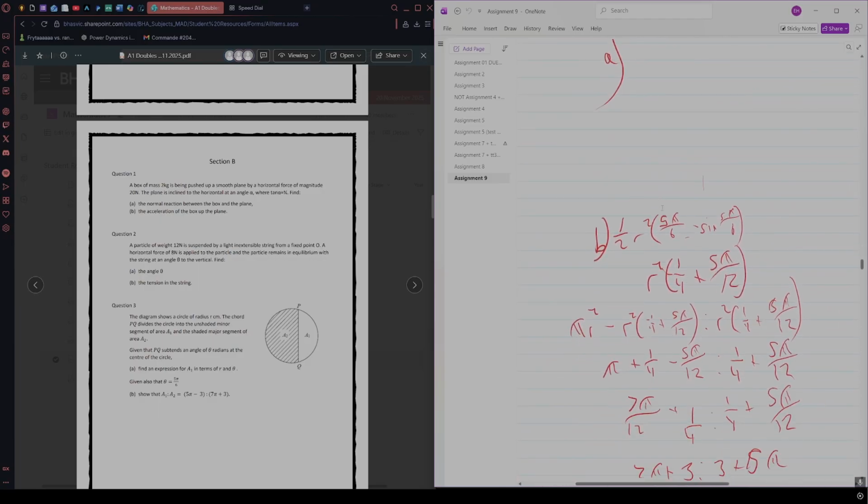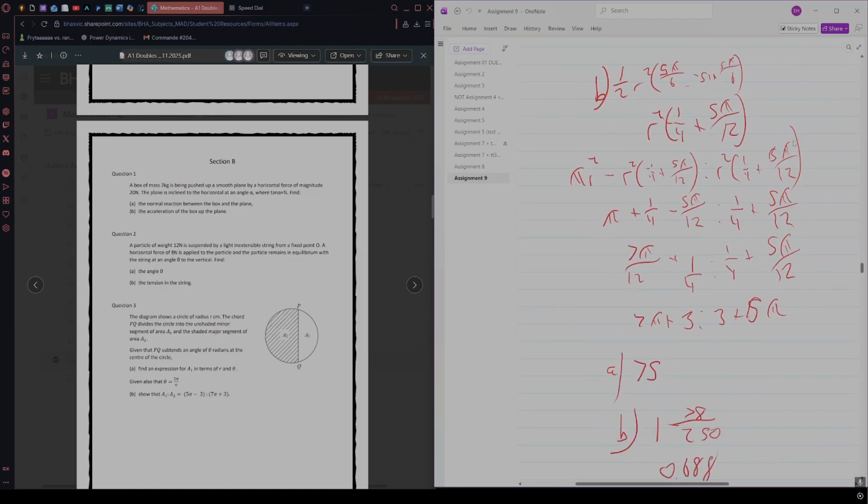For B, you just substitute 5 pi over 6, and then that's your answer. Or that's not your answer, you have to do a few more things, but that's the main thing, and then you just simplify everything down, and then you get your answer.